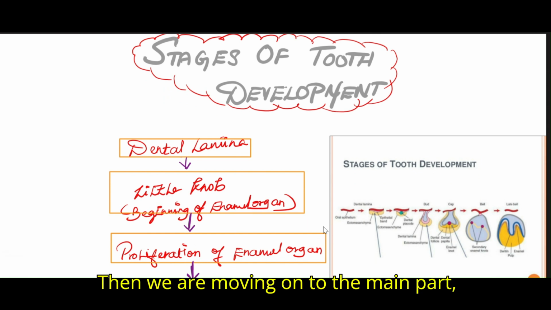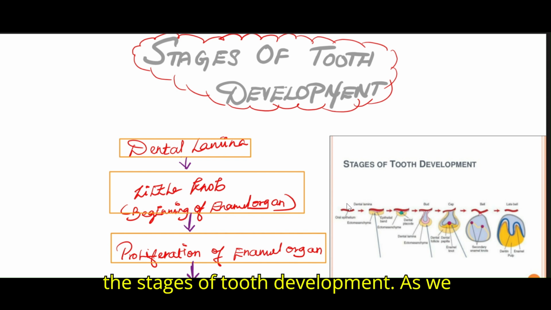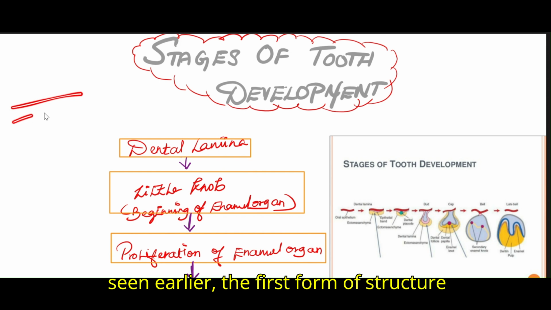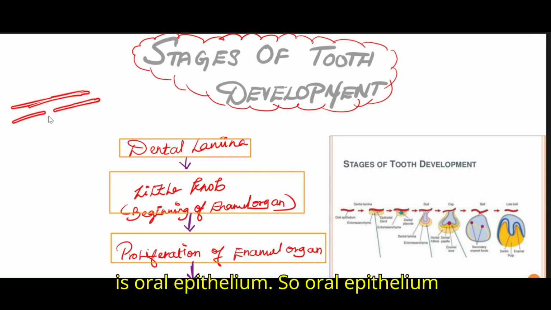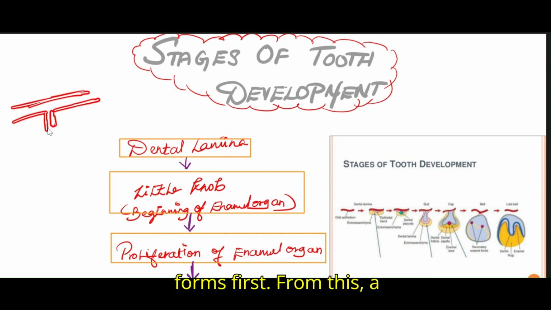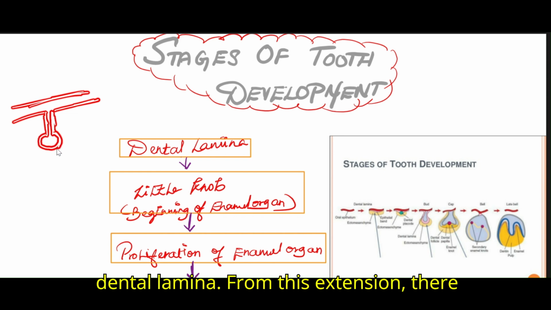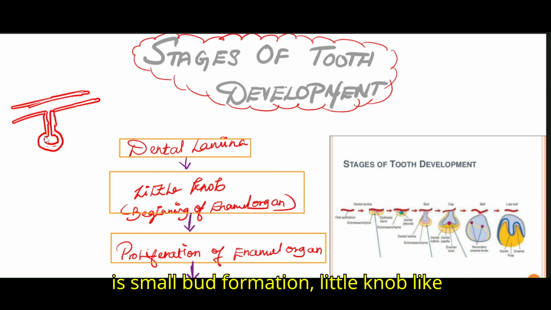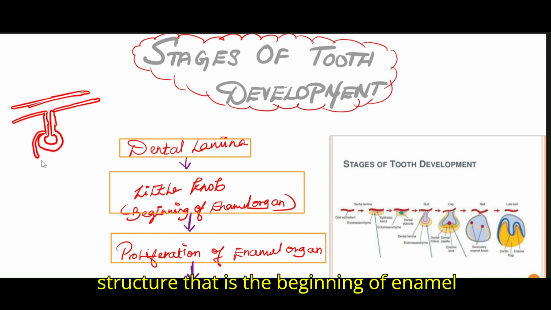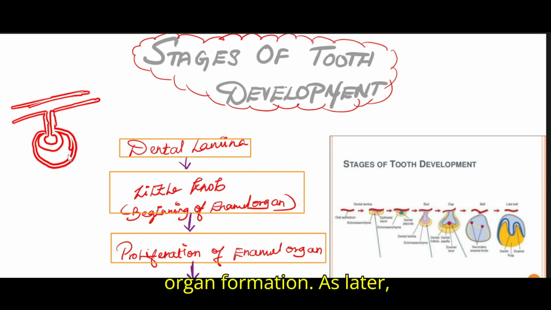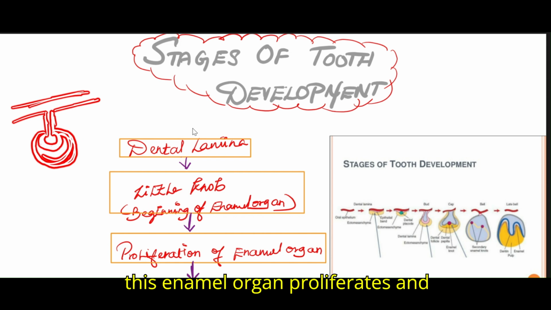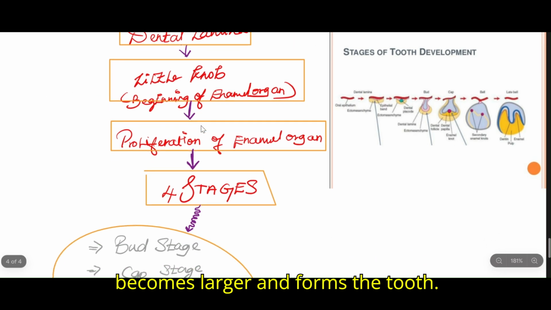Then we are moving on to the main part, the stages of tooth development. As we saw earlier, the first structure formed is the oral epithelium. From this, a small extension forms that is called dental lamina. From this extension, there is a small bud formation, a little knob-like structure. That is the beginning of enamel organ formation. Later, this enamel organ proliferates, becomes larger and forms the tooth.